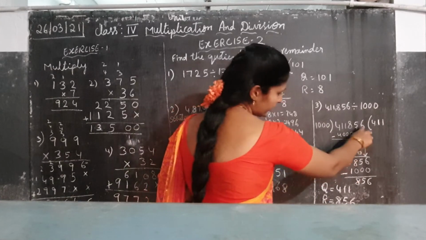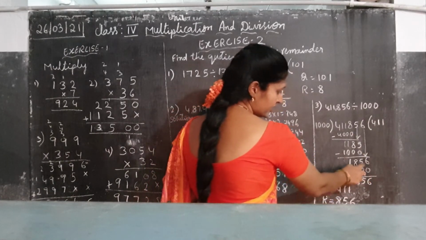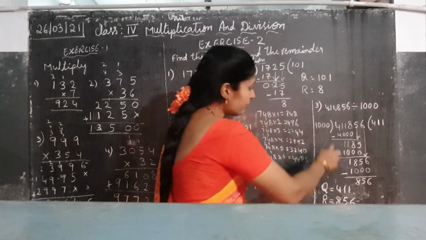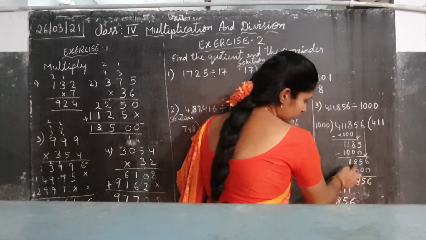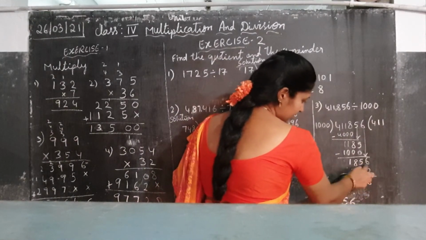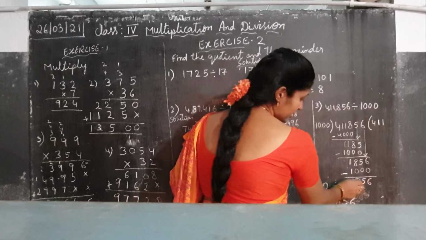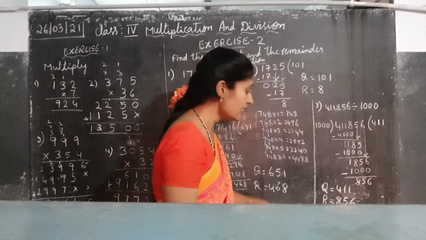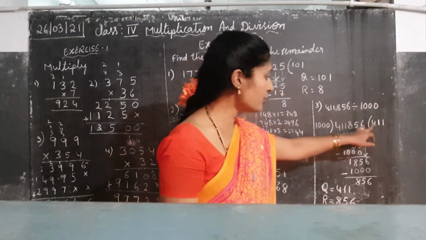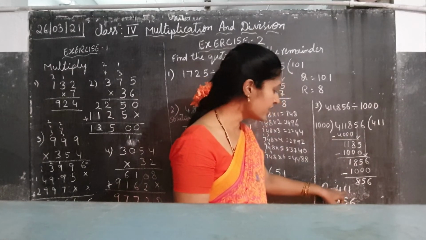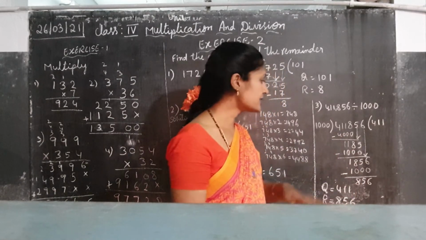Then we have to bring down 6 and we have 1856. Then 1 time 1000, then subtract it, you will get 6, 5 and 8, 0. 856 is the remainder and 4,011 is the quotient, children.